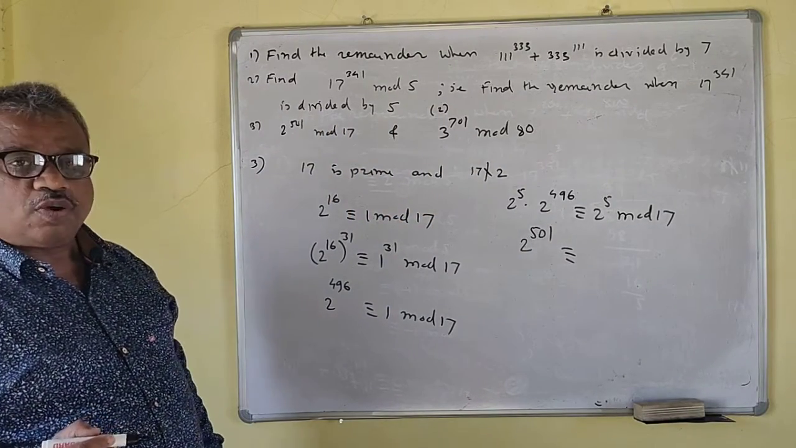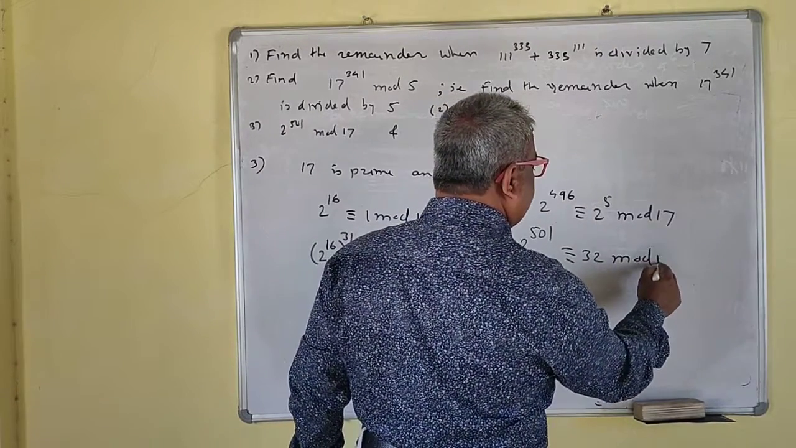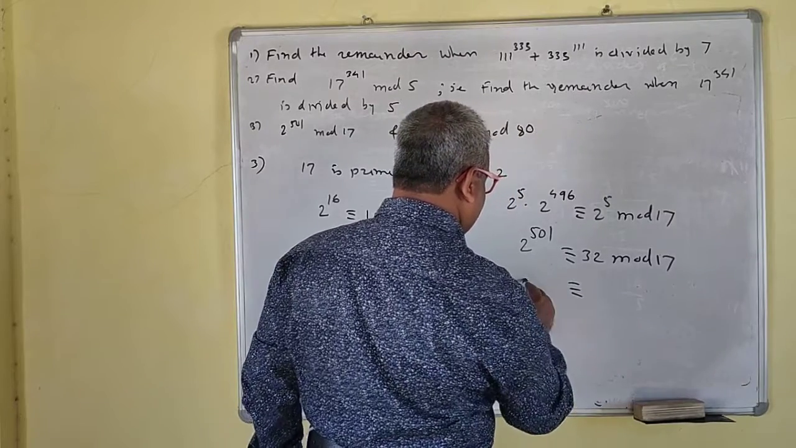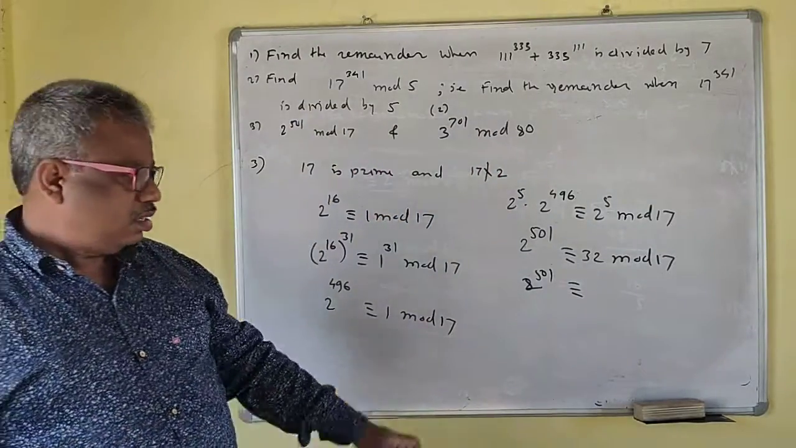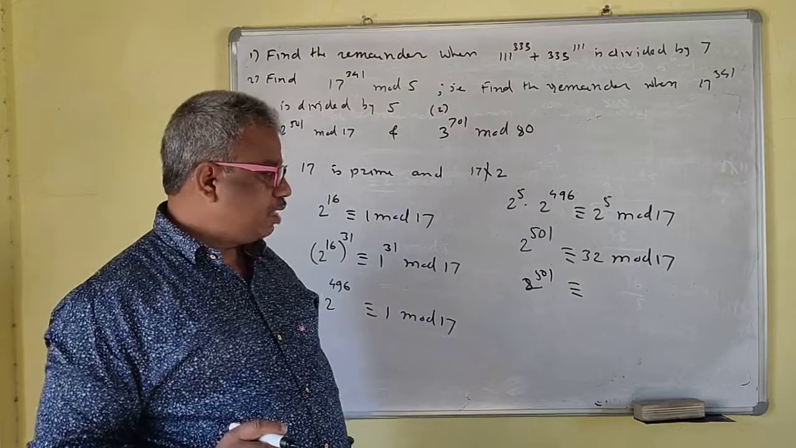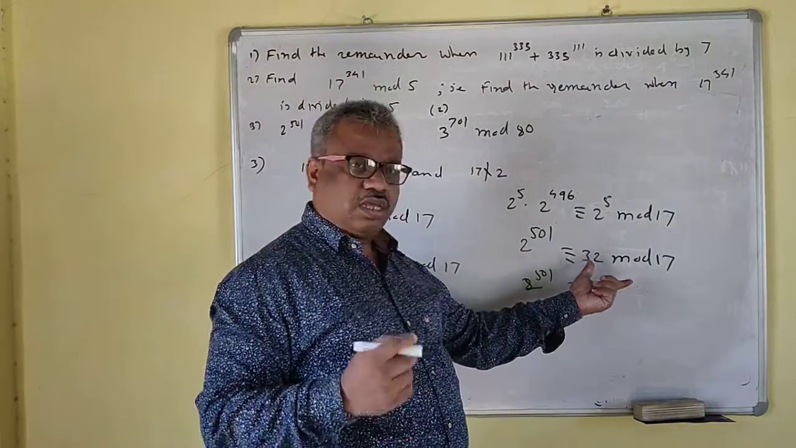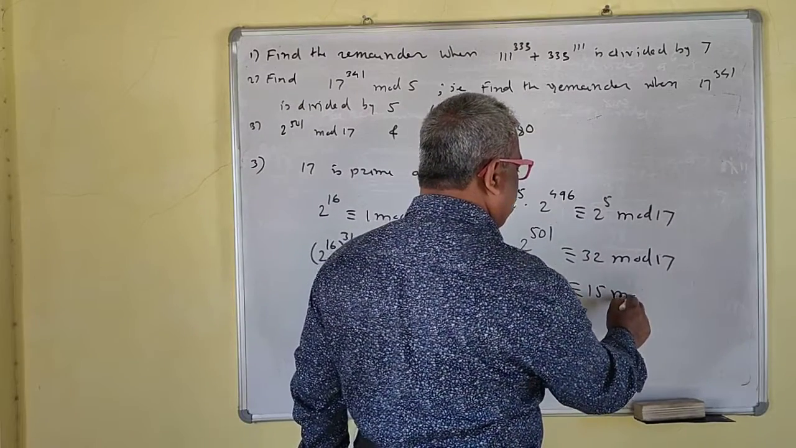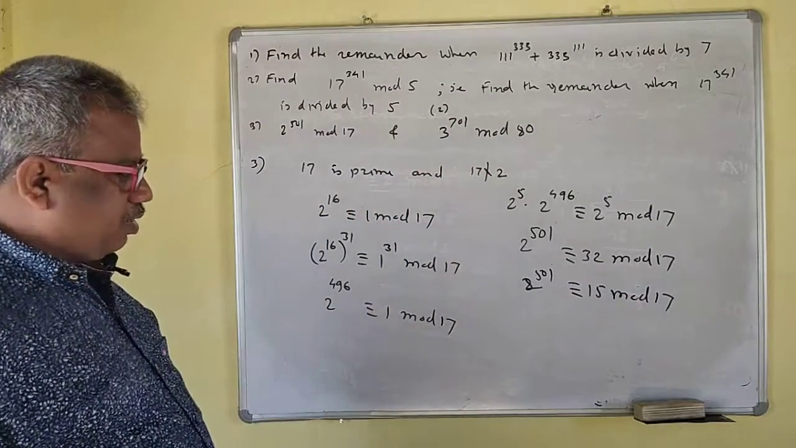Okay. Now 2 to the power 5 is 32. So this is 32 mod 17. Now divide 32 by 17 and find the remainder. 17 times 2 is 34, so 15 is the remainder. 15 mod 17, that is minus 2. Minus 2 is the same as 15 now.